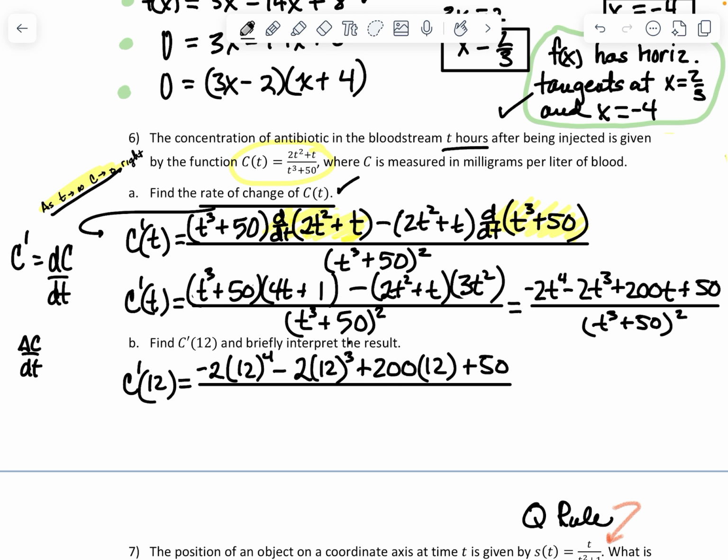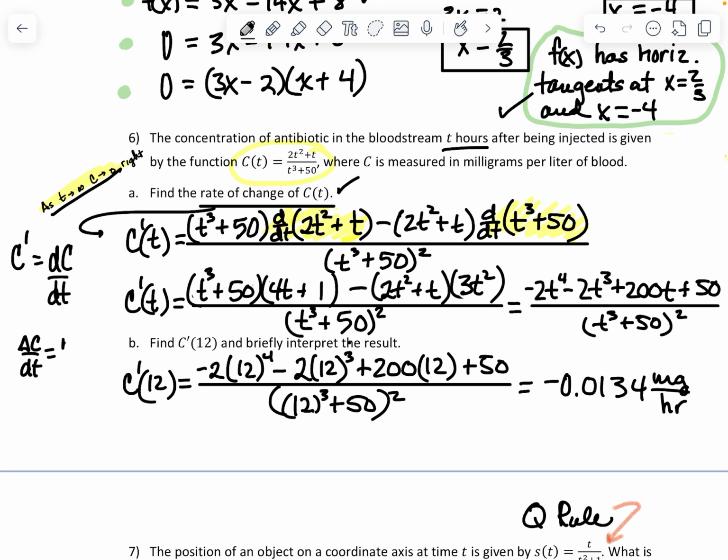Okay, so we have that there. And this is over 12 cubed plus 50. I have to double check the results for this one squared, right? I want to check these, but this is what I get. So negative 0.0134, and that's in milligrams per hour.